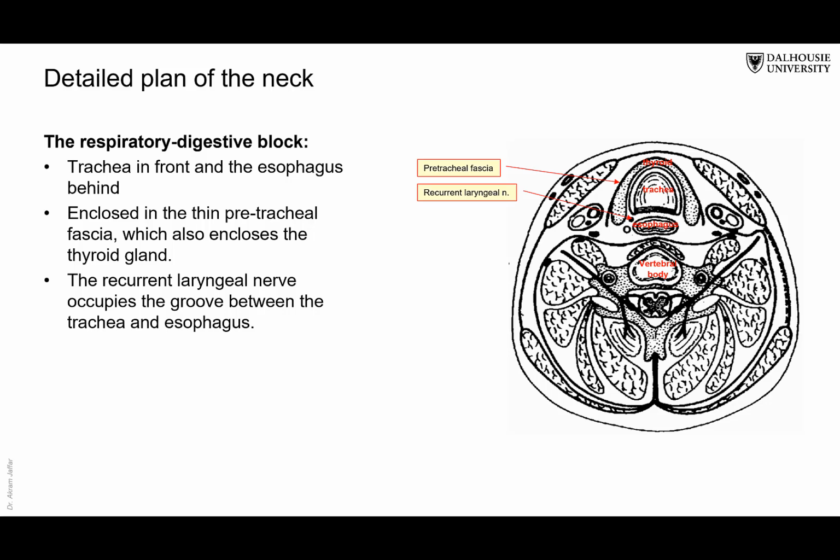And this is the respiratory digestive block. I already mentioned that it not only contains the respiratory and digestive structures, but it also contains the thyroid gland. And they are all surrounded by the pretracheal fascia. And here we have a nerve which we have heard of before, the recurrent laryngeal nerve, in the groove between the trachea and esophagus. This is the very characteristic location. Whether it is the right or the left recurrent laryngeal, it is always located between the trachea and esophagus, in the groove between them.